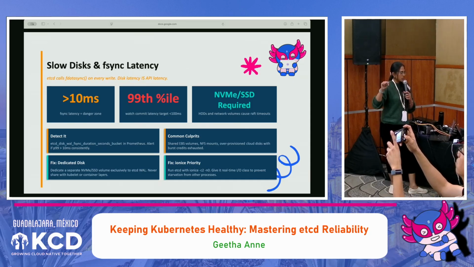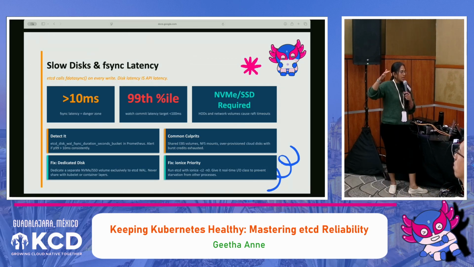And the danger is in the thresholds. If the P99 fsync latency is above 10 milliseconds, you'll start seeing the Raft heartbeat going down. Above 50 milliseconds, you'll see leader elections happen. And the worst part is, if it's above 100 milliseconds, the cluster will actually be completely unavailable.